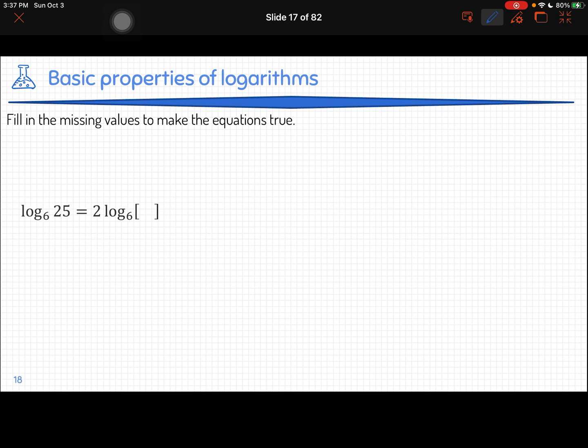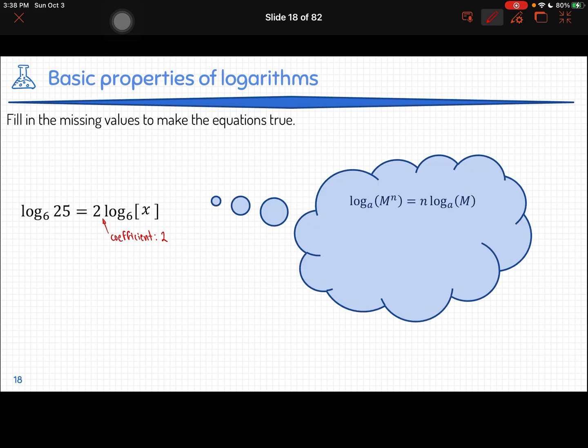Now let's see the last one, that is a logarithm base 6 of 25, and that is equal to 2 times the logarithm base 6 of something that is missing here. So now we need to see that there is a coefficient number 2, and I'm going to fill the space with the x. Let me change the color of this into red. So the coefficient that we have here is 2. And we need to think, what is the property that has this situation? And that property is this one.